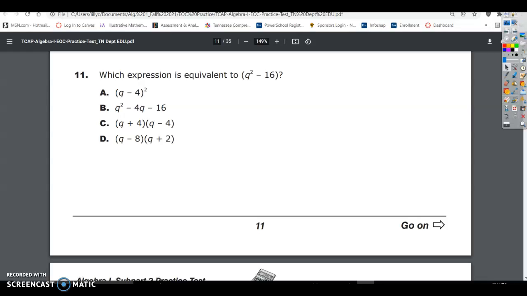Algebra 1 EOC practice test number 11. Which expression is equivalent to q squared minus 16? All right, so hopefully when you look at this, you automatically think these are two perfect squares.